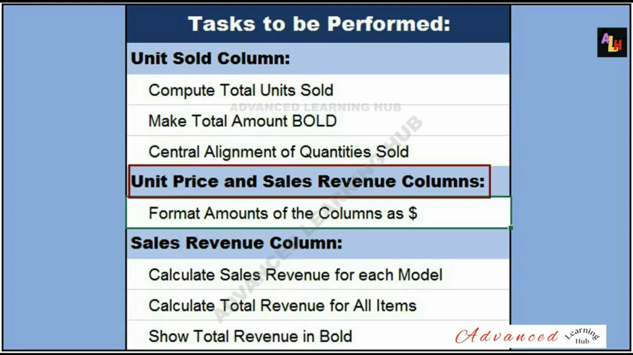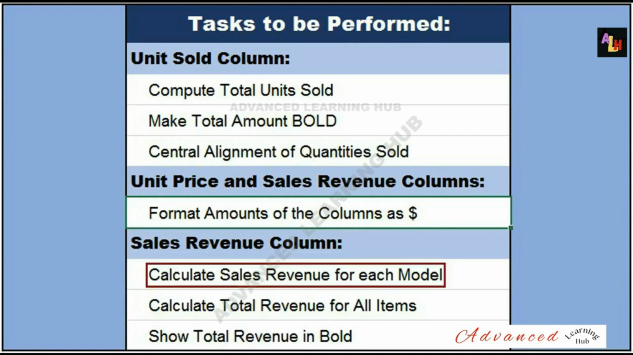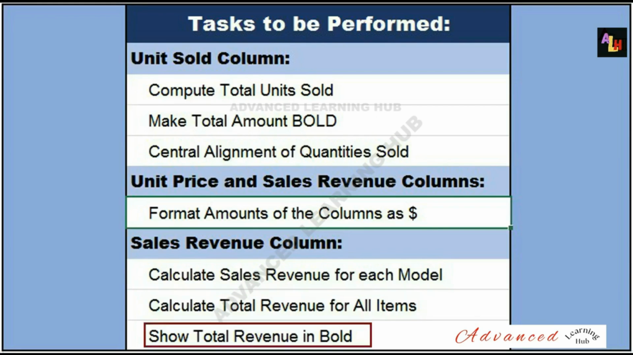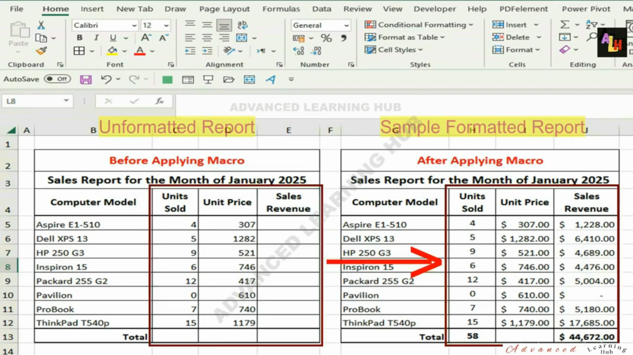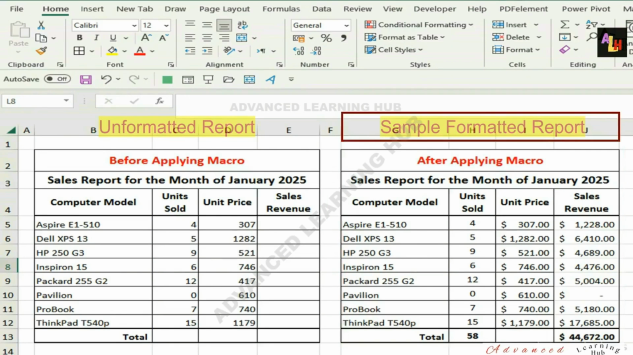For the Unit Price and Sales Revenue columns, format the columns as $. For the Sales Revenue column, calculate sales revenue for each model. Calculate total revenue for all items, and show total revenue in bold. After performing these tasks, we would get a resulting formatted report, namely Sample Formatted Report, as shown to the right side of the screen.